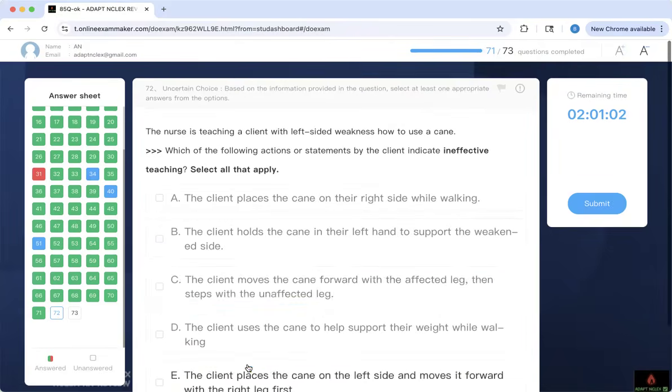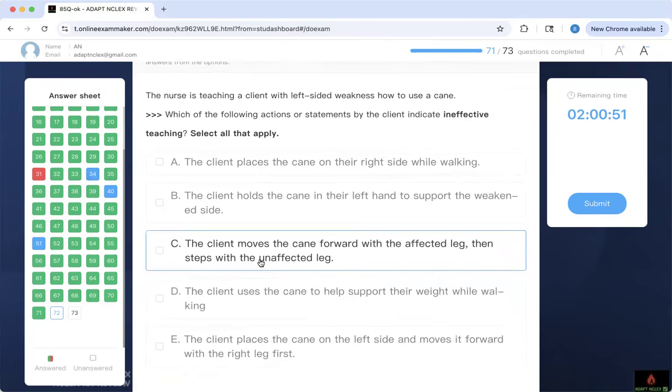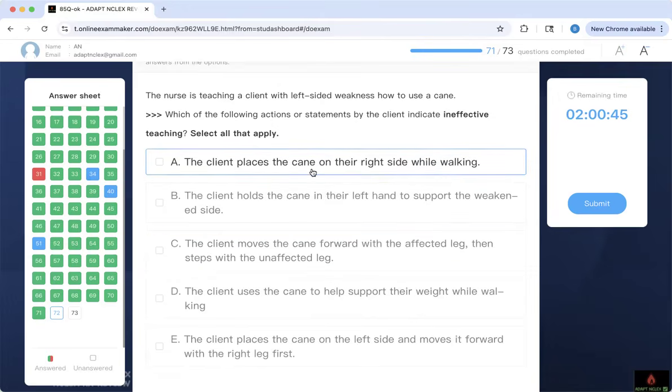That's fire for you. And this is teaching a client with left-sided weakness how to use a cane. You have to know cane, right? Very important, teaching the patient how to use a cane. Which of the following statements indicate ineffective teaching? The client places the cane on the right side. What's the problem? He has left-sided weakness. On the right side, what do you think?